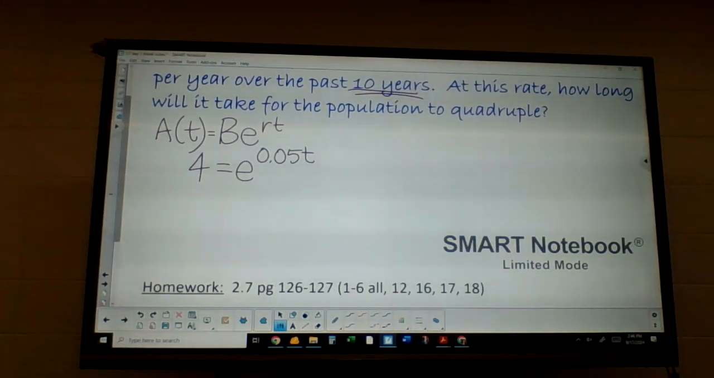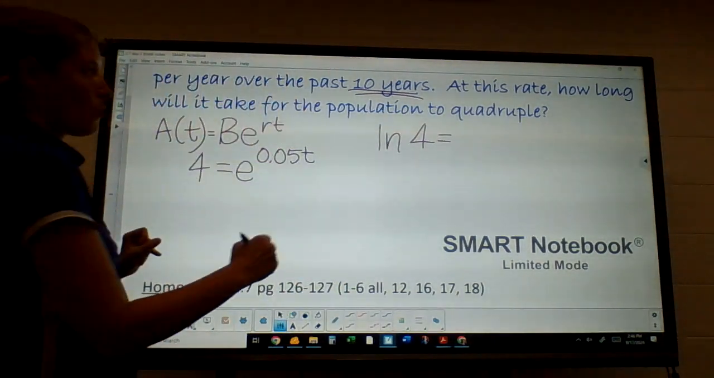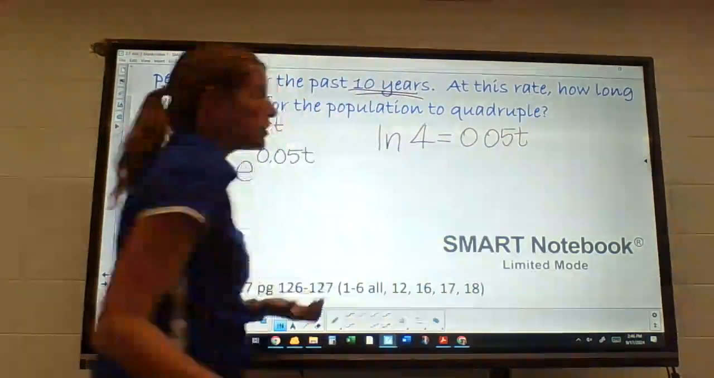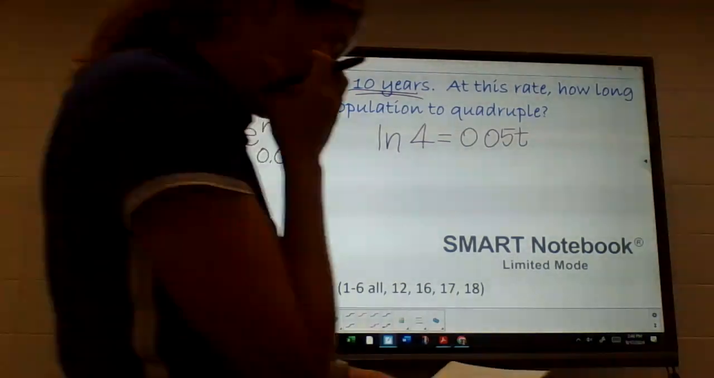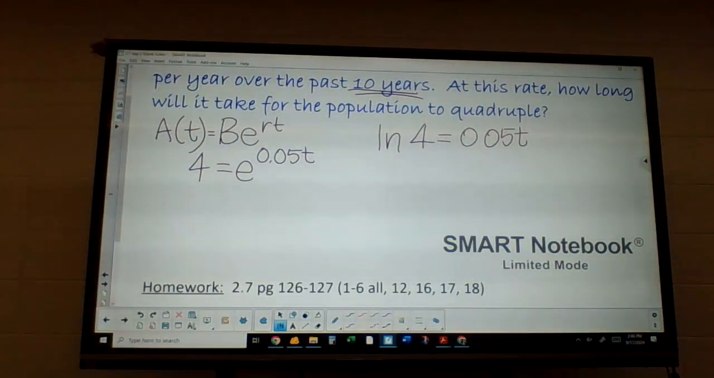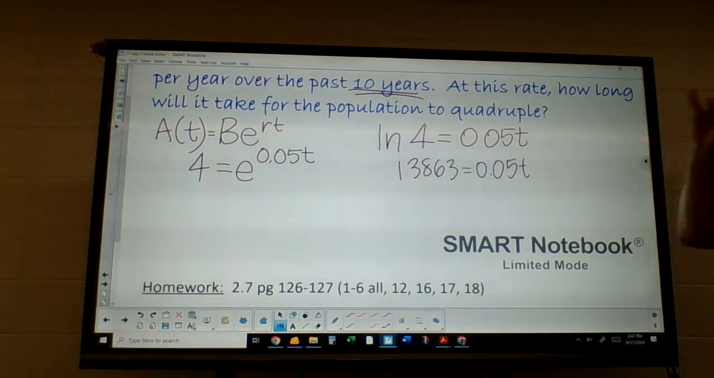So rather than guessing and checking, let's use our logarithms. Let's switch this to logs. So, log base e, what do we call that? Natural log, ln, yep, of 4 is going to equal the exponent. The good news is ln of 4 is a really easy thing that we can type into our calculator right now. So we got 1.3863, something like that.